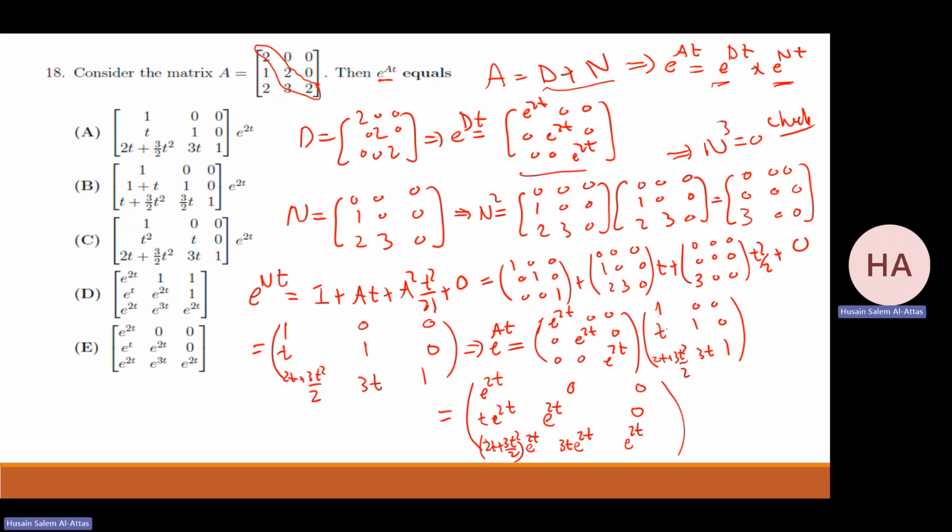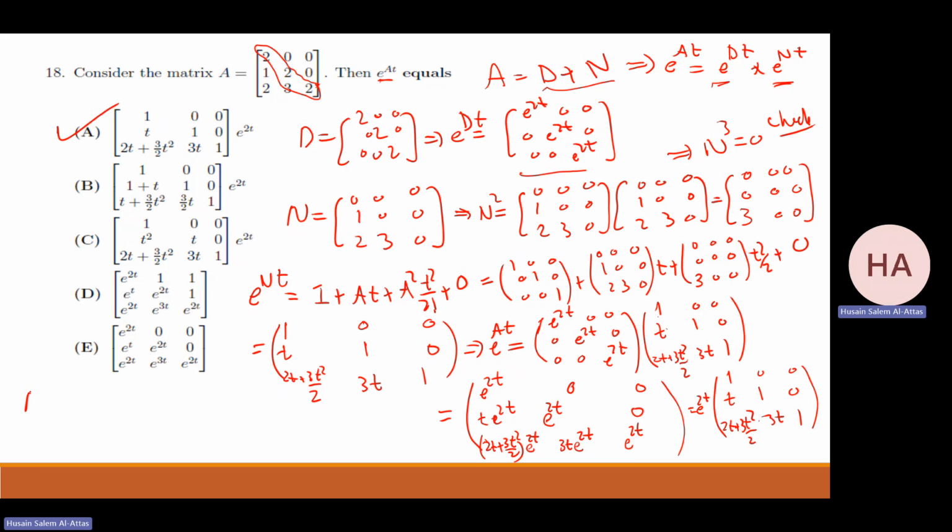I can take e to the power 2T outside as a common factor. And then I have 1, 0, T, 1 over 2T, 3T and 1. So this is my answer.